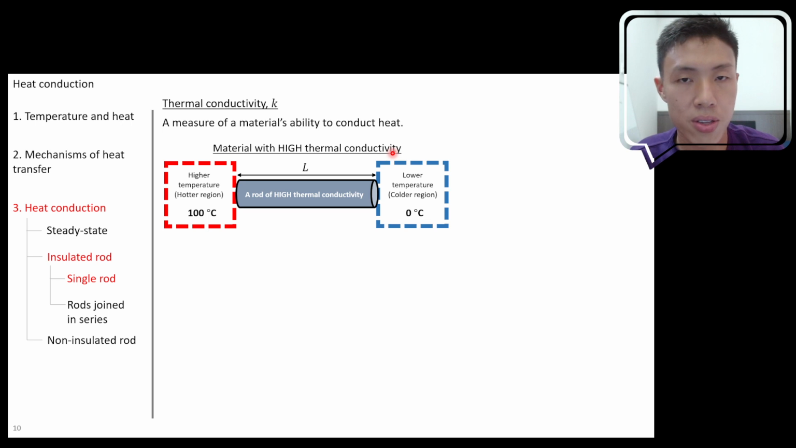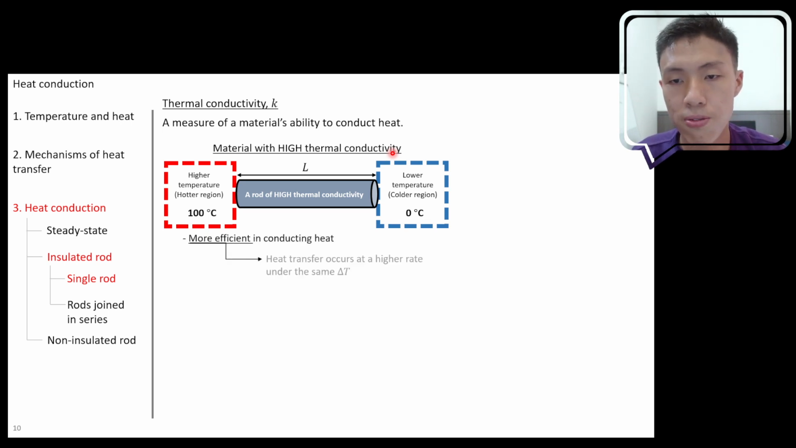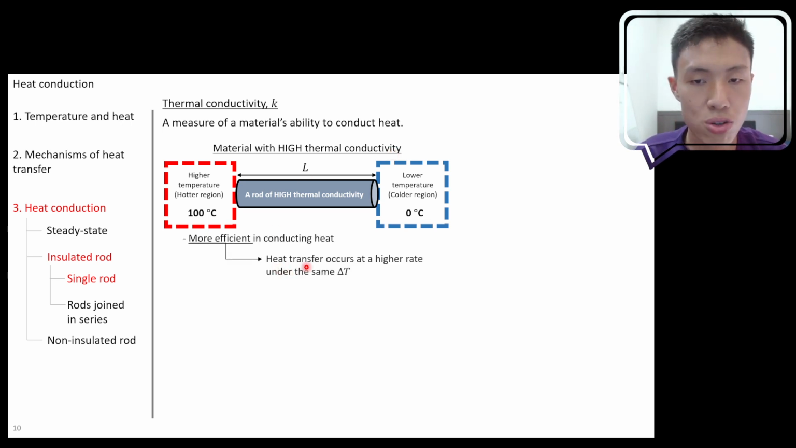So what does it mean by conducts heat very well? It's more efficient in conducting heat. Heat transfer occurs at a higher rate under the same difference in temperature. Let's say the difference in temperature is 100 degrees Celsius between these two ends over here.